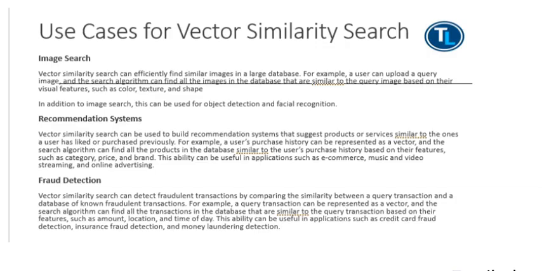Fraud detection. Vector similarity search can detect fraudulent transactions by comparing the similarity between a query transaction and a database of known fraudulent transactions. For example, a query transaction can be represented as a vector, and the search algorithm can find all the transactions in the database that are similar to the query transaction based on their features, such as amount, location, and time of day. This ability can be useful in applications such as credit card fraud detection, insurance fraud detection, and money laundering detection.